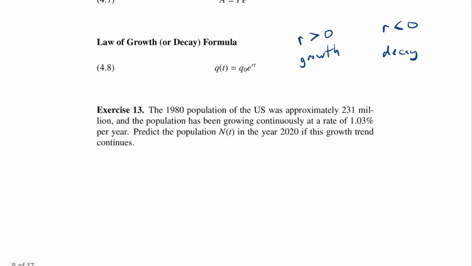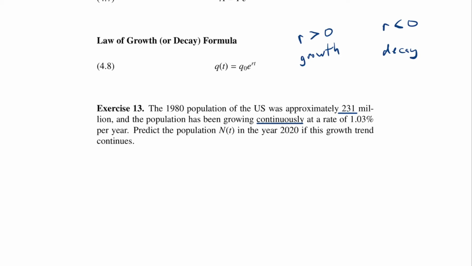All right, so in 1980, the population of the U.S. was approximately 231 million, and the population has been growing continuously at a rate. There's a key word, continuously, that tells you that you should use this formula. So we have the initial amount. Initial means starting amount, so that's your Q sub 0, which is 231 million. I'm not going to write the 6 zeros; I'm just going to remember that this is in millions. The rate of growth is 1.03. Notice it's positive. Let's convert that to a decimal, which is 0.0103.